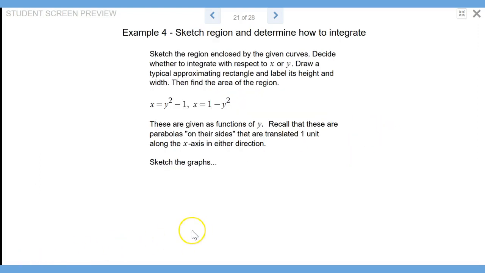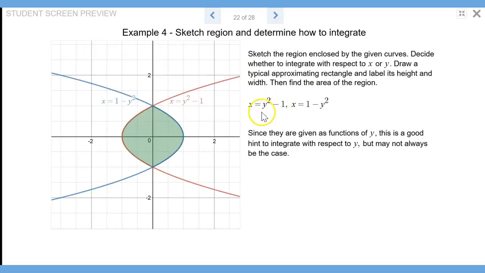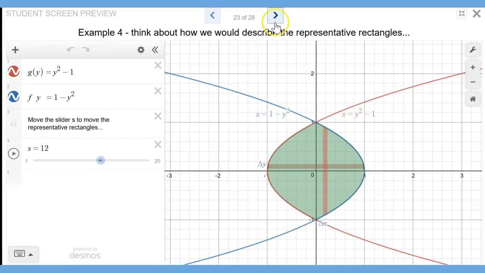Here's another example where we're given the equations and we're supposed to sketch the region and determine which way to integrate to find the area. So remember that these are parabolas on their sides. You've got a function of y. So since you're given functions of y, you might want to consider integrating with respect to y, because then you're not going to have to change your functions and find the inverse and turn them into functions of x. But let's explore that with this example.